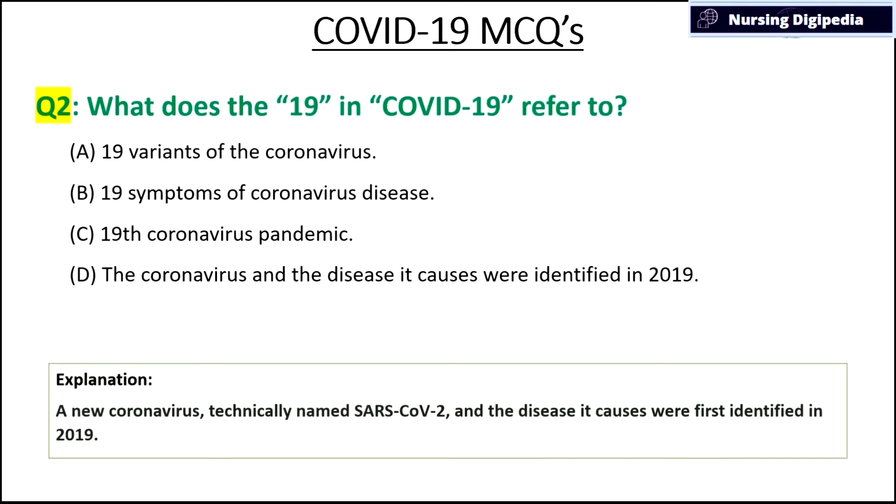Question 2. What does the 19 in COVID-19 refer to? A. 19 variants of coronavirus, B. 19 symptoms of coronavirus disease, C. 19th coronavirus pandemic, D. Coronavirus and the disease it causes were identified in 2019. And the answer is D. A new coronavirus, technically named SARS-CoV-2, and the disease it causes were first identified in 2019.